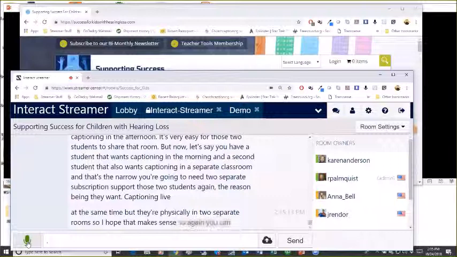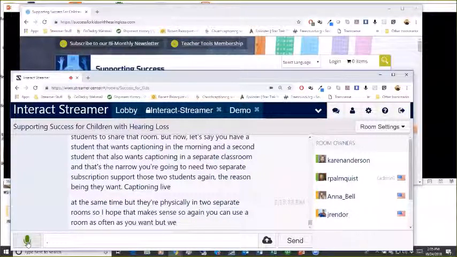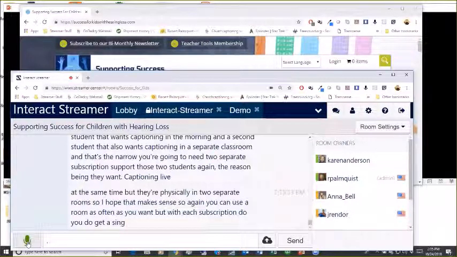So again, you can use your room as often as you want, but with each subscription, you get a single secure streamer room.